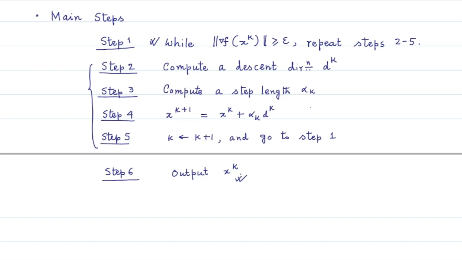Now here in this lecture, we will prove that if this alpha k is chosen by the exact line search method, then this method converges globally. Afterwards, we shall also prove that if this alpha k is chosen by one of the inexact line search methods that we have described in the previous lecture, this method is also globally convergent.